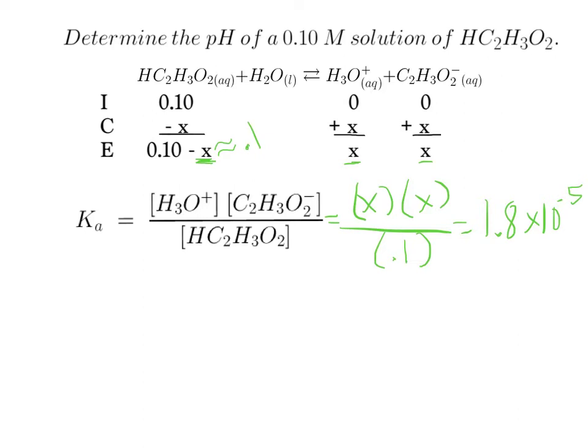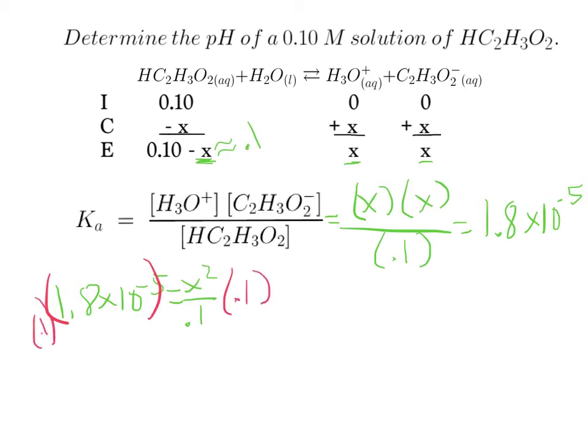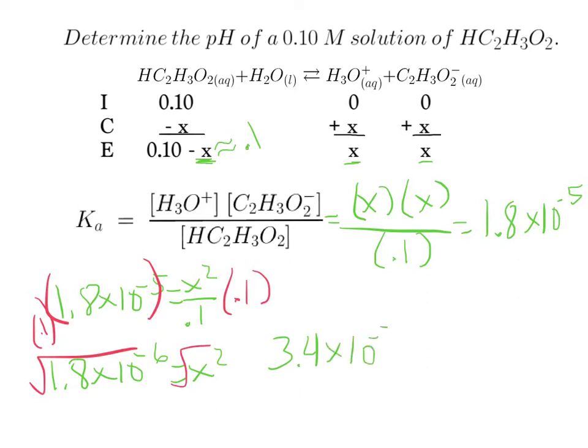So let's plug it in. We have 1.8 times 10 to the negative 5 equals x squared over 0.1. We're going to multiply both sides by 0.1. And so then we'll end up with 1.8 times 10 to the negative 6 equals x squared. Then we'll take the square root out of both sides, and we'll get 3.4 times 10 to the negative 3 equals x.